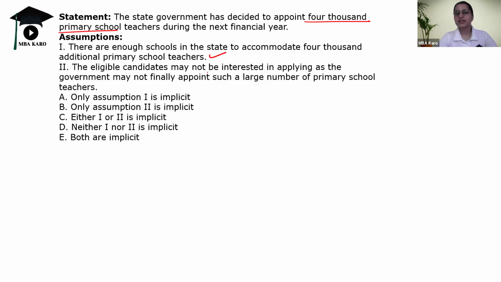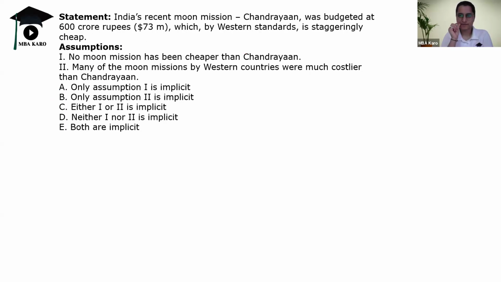Next, eligible candidates may not be interested in applying, as the government may not finally appoint such a large number of primary teachers. Now, if this assumption is true, then our statement does not make any sense, because this is not supporting the statement. So this assumption is not implicit. So the correct answer is option A. Okay. Next.